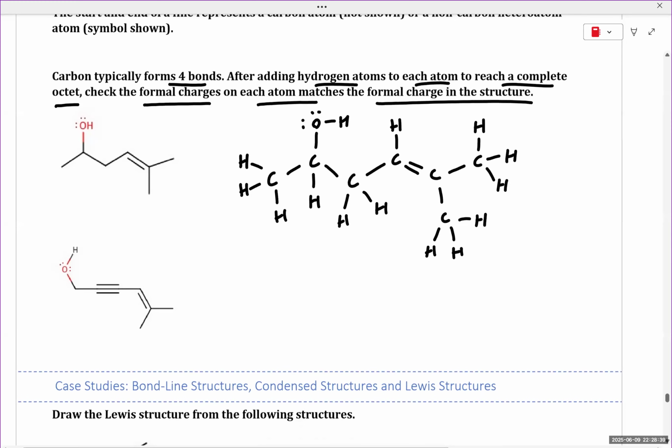Looking at this next case, I'd like you to take a moment and work through this next example. So in this case, we have the following bond line structure, and I'd like you to try drawing out the full Lewis structure. I'll give you a few moments to work on that, and then we'll discuss.